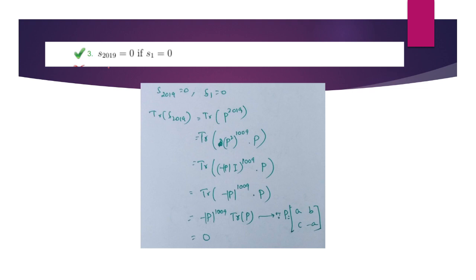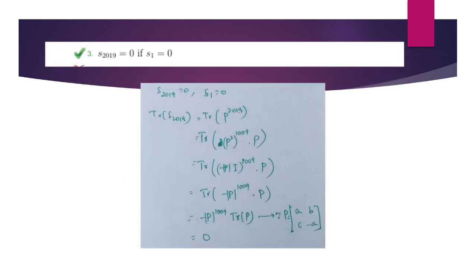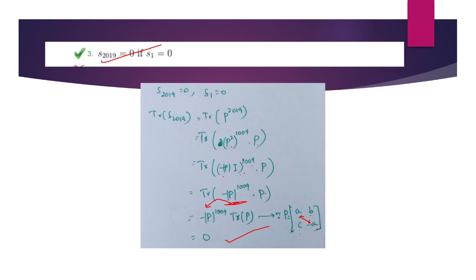S 2019 and S1 is again 0, so we take the second option into consideration, and trace of P to the power 2019 I can have as P squared to the power 1009 multiplied by P. Then P squared again is minus P into I, which is to the power 1009. That's nothing but minus P to the power 1009. I to the power 1009 is nothing but I itself. So over here I multiplied by P is nothing but P, and this is a constant term, so I'll take it outside. And trace of P, what is trace of P? P is nothing but a, b, c, and minus a. The trace becomes 0, and hence this is the correct option.